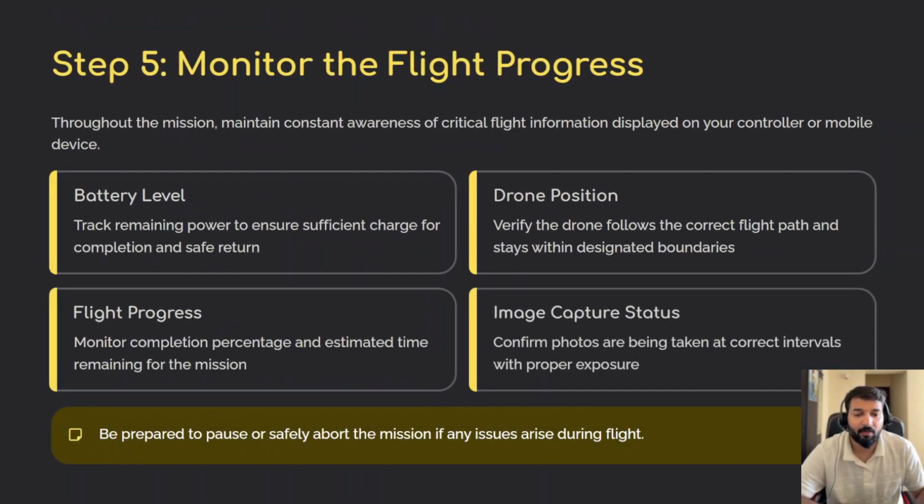Step 5. Monitor the flight progress. Throughout the mission, keep an eye on important flight information such as battery level, drone position, flight progress, and image capture status. If any issues occur, the operator should be prepared to pause or safely abort the mission if necessary. Maintaining visual awareness of the drone is also important to ensure safe operation.